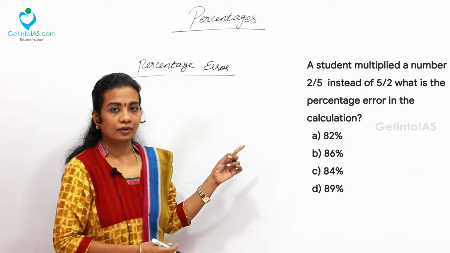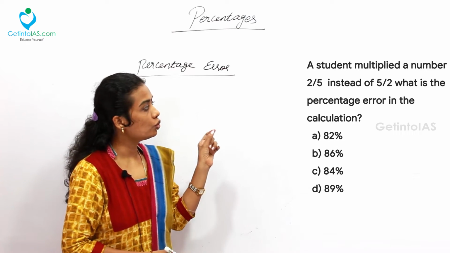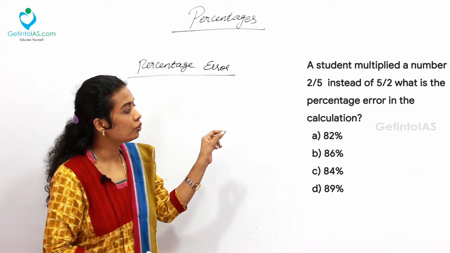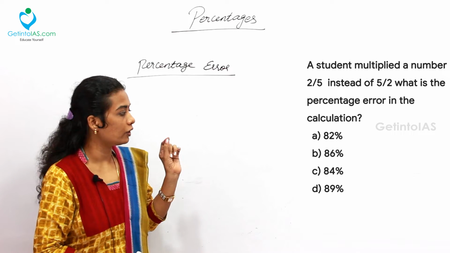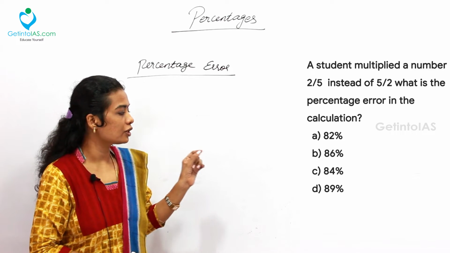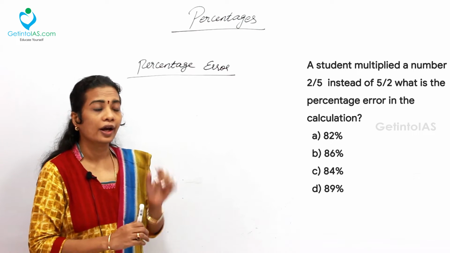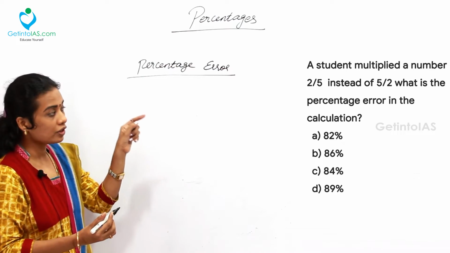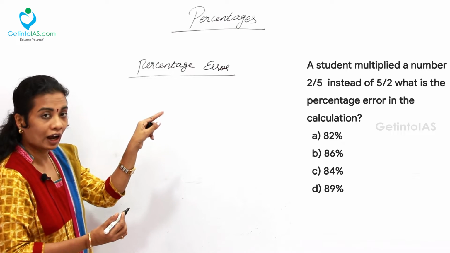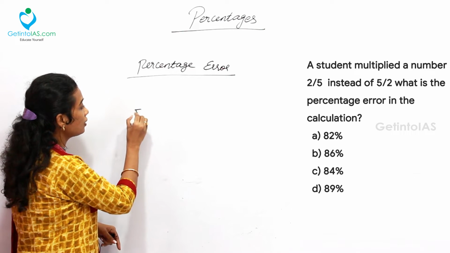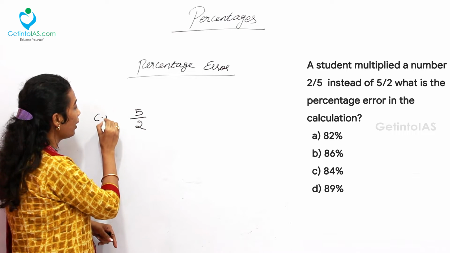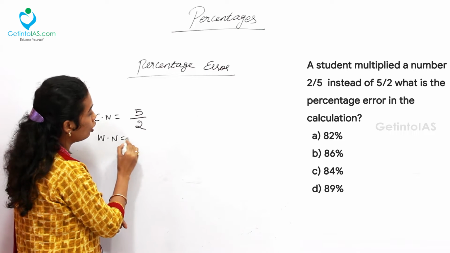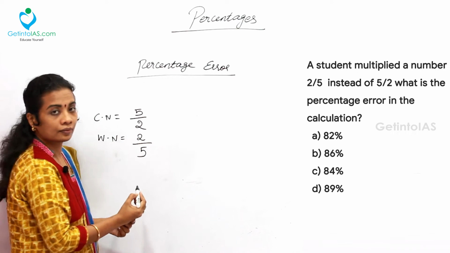The next question of the previous type: a student multiplied a number by 2 by 5 instead of 5 by 2. What is the percentage error in the calculation? Option A 82%, option B 86%, option C 84% and option D 89%. Here can you say which is the correct number? Yes, the number after "instead of" is always the correct number. Which is the wrong number? Wrong number is 2 by 5.